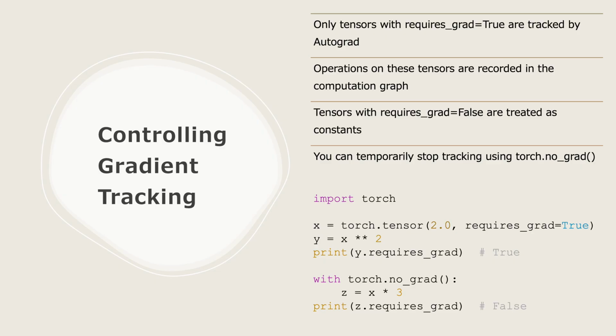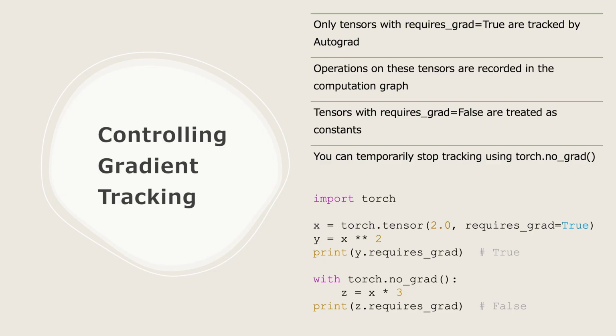In the code shown here, we create a tensor x with requires_grad set to true. Then we perform a simple operation, squaring it to produce y. Because x is being tracked, the resulting y will also be part of the computation graph. If we check y.requires_grad, it returns true, confirming that PyTorch is watching it for gradient computation.